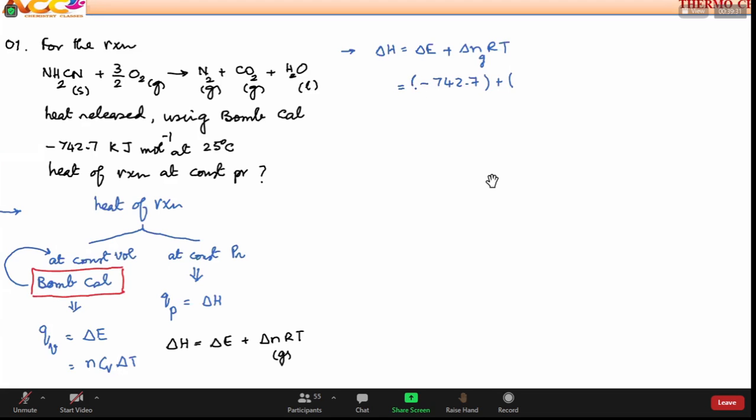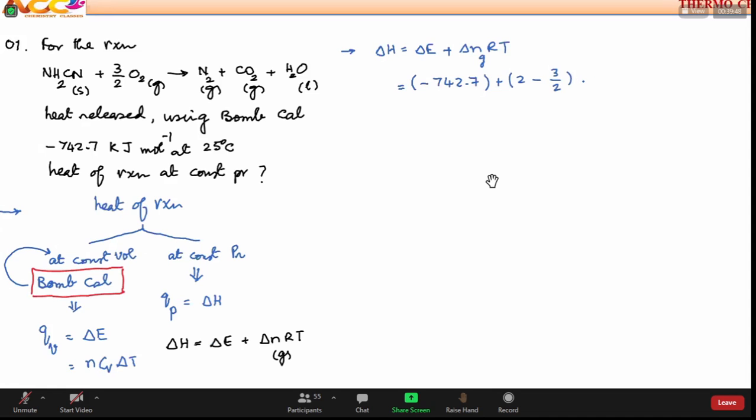Total number of moles of products is equal to 2 minus... this is gas to be counted, solid, no, it should not be counted, because this equation has been derived from PV equals nRT. So number of moles, 3 by 2.